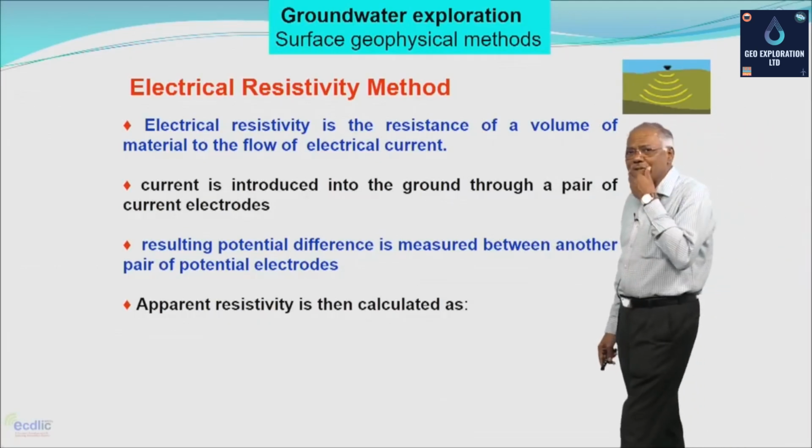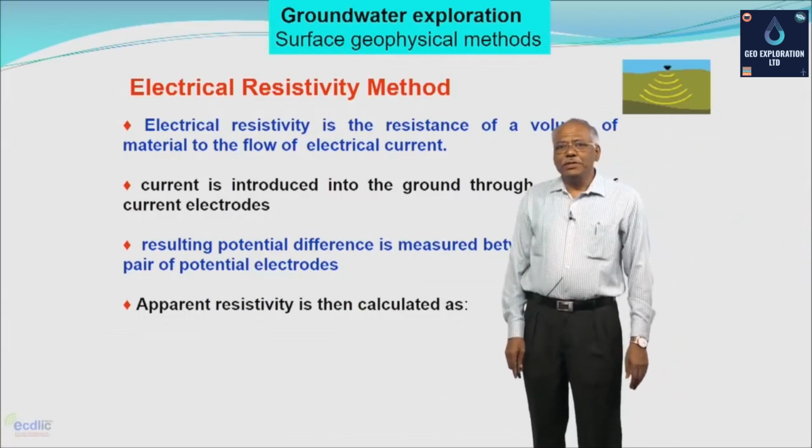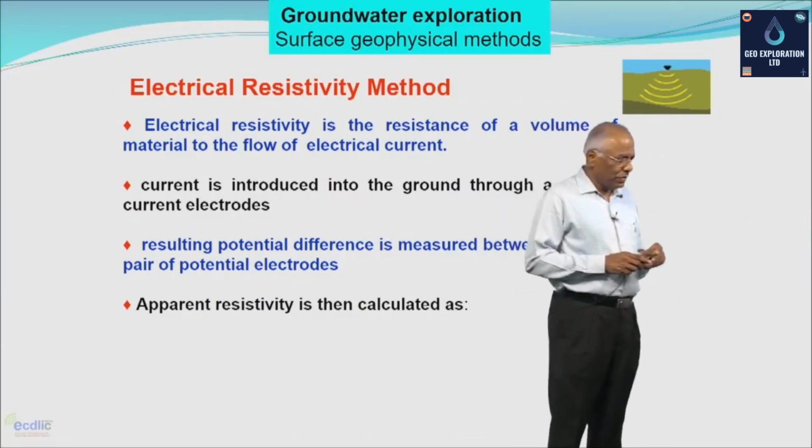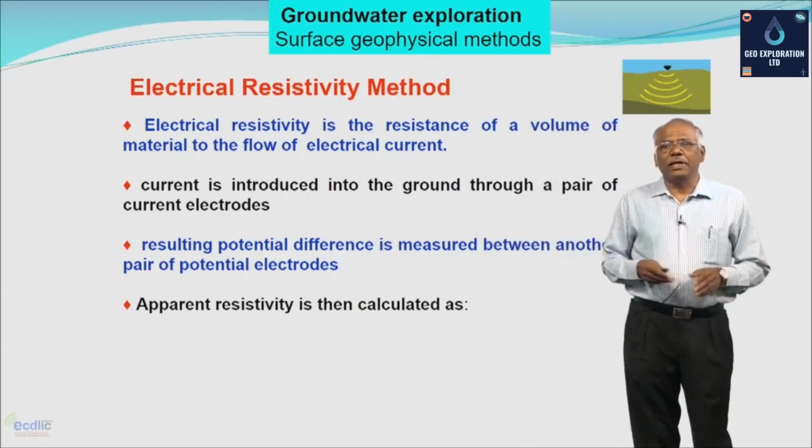In the electrical resistivity method, current is introduced into the ground through a pair of current electrodes.